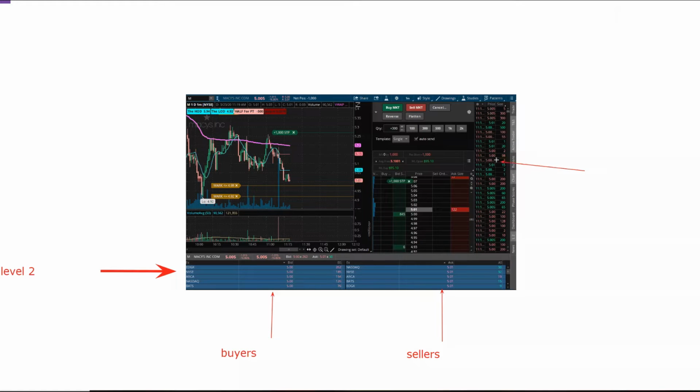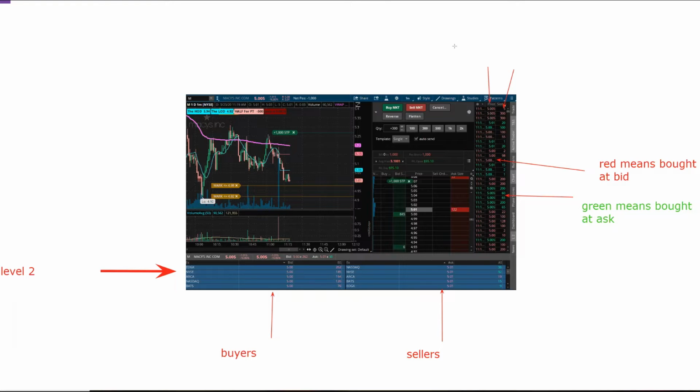Now we're going to move over to time and sales. The way to think of time and sales is as receipts. These are basically your stock receipts. When we're looking at time and sales right now, if it is written in red, that means it was sold at the bid. If it was written in green, that means it was bought at the ask.